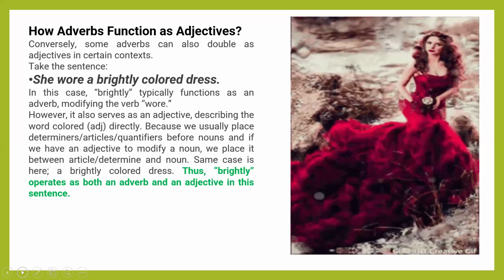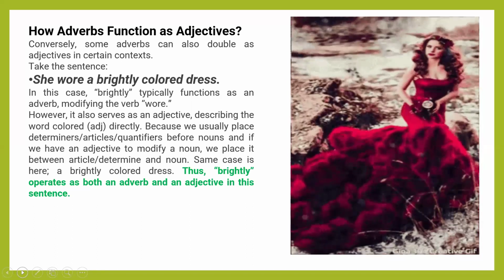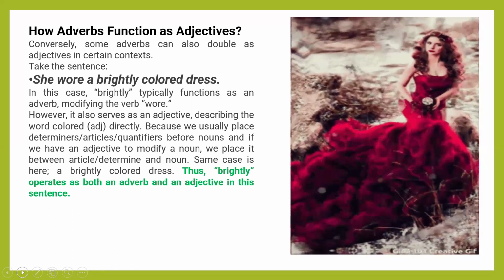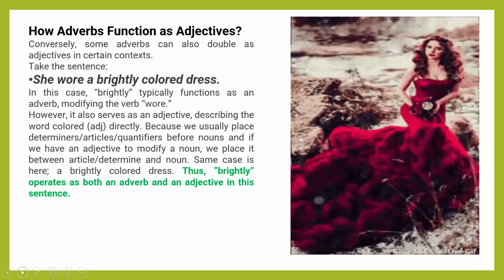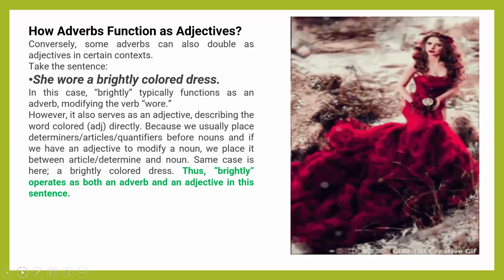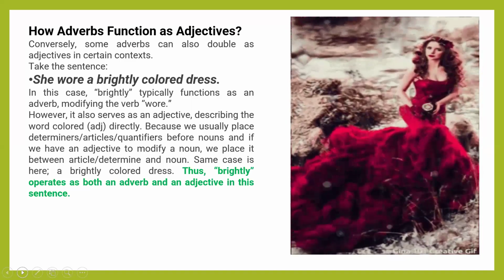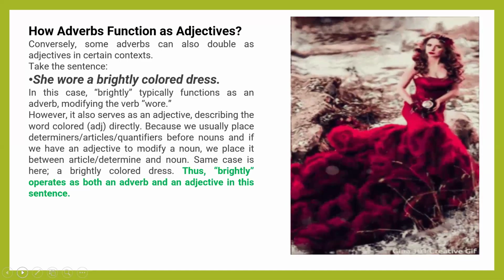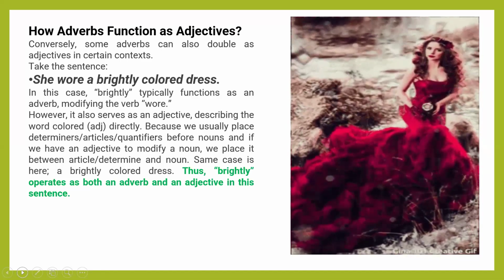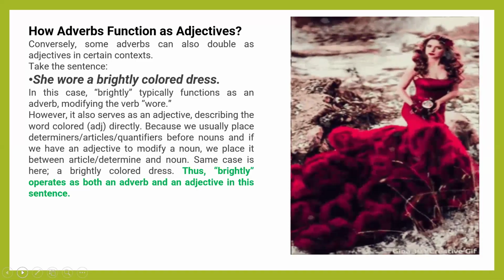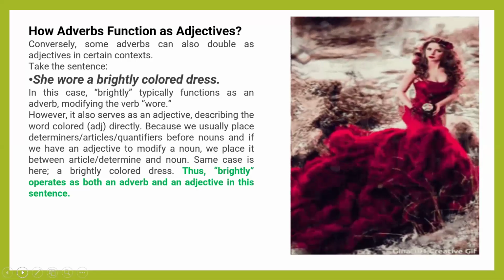How adverbs function as adjectives. Conversely, some adverbs can also double as adjectives in certain contexts. We have seen one example in the previous slide. She wore a brightly colored dress. In this case, brightly typically functions as an adverb, modifying a verb, wore, the past form; the present one is wear.